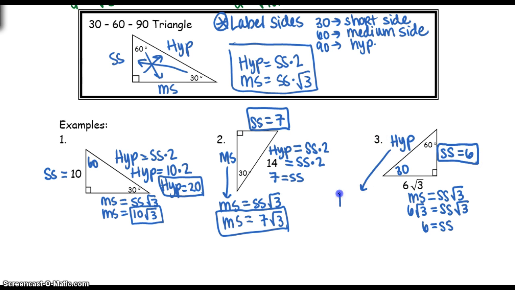I'm going to write that over here. So our hypotenuse is the short side times 2. And we just found the short side, which was 6. So our hypotenuse would be 6 times 2. The hypotenuse would then be 12. Okay? So it's the same thing over and over and over. You're just labeling it and working it out.